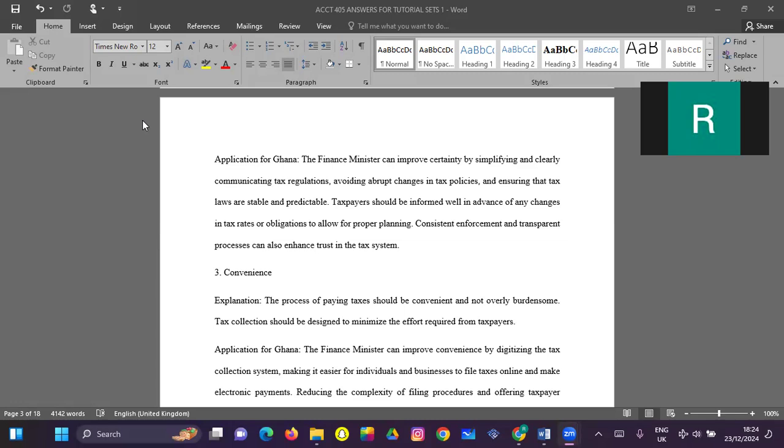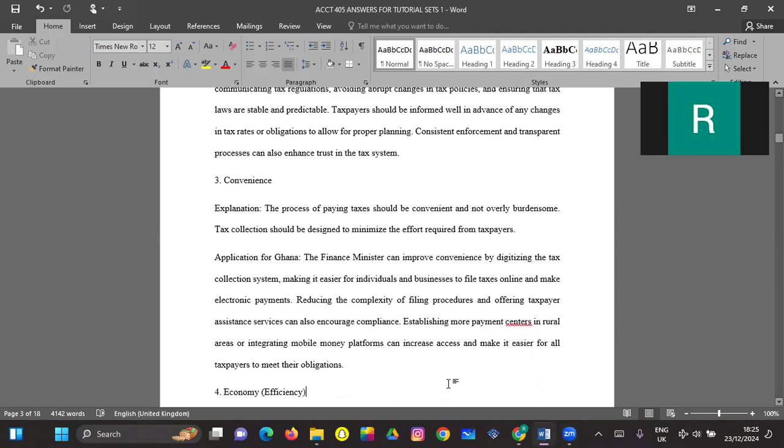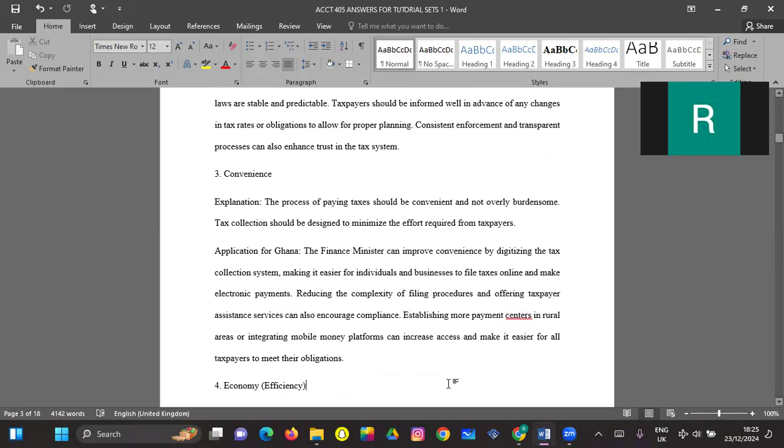All right, so convenience. The process of paying tax should be convenient. So it should be easy to pay the tax. It shouldn't be very difficult for you to be paying taxes. Otherwise, we will be discouraged, right? So the finance minister can improve the convenience by digitizing the tax collection system, making it easier for individuals and businesses to file taxes online and make electronic payments, reducing the complexity of filing procedures and offering taxpayer assistance services can also encourage compliance.